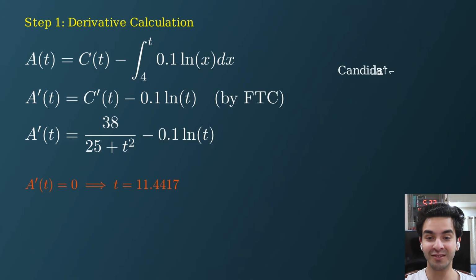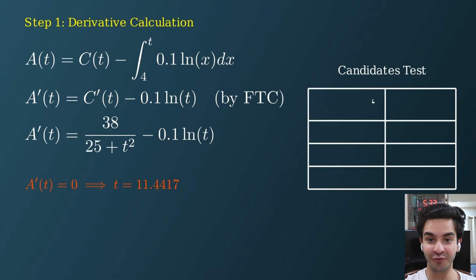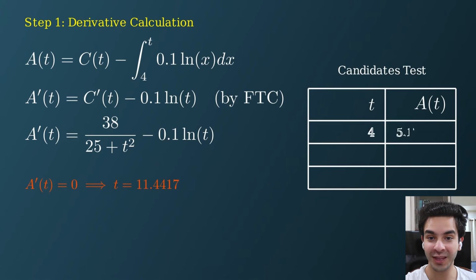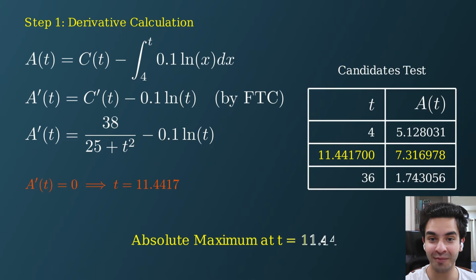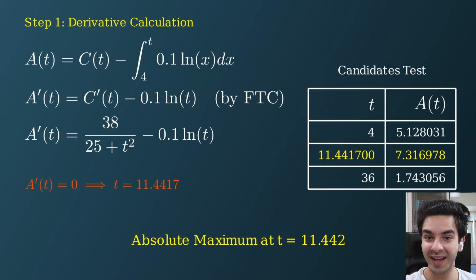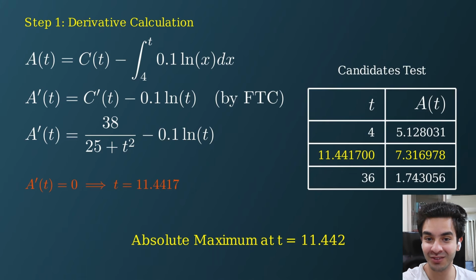The question is asking us to find the maximum point when t is between 4 and 36. If we define the function a of t in Desmos, you can easily plug in all three values, and you'll notice that the maximum point is not at the endpoints, it's actually when t equals 11.442. And so yeah, that's our answer. Be careful, some people might put this 7.316 as the answer, but this is the maximum value of the function, but the question is actually asking us for the value t where the function attains the maximum.